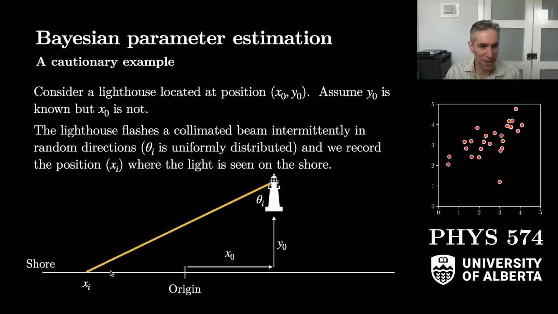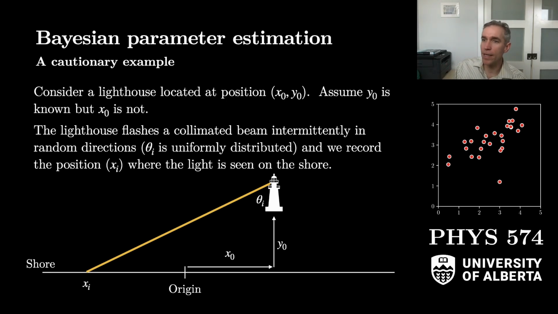The lighthouse, we consider a lighthouse over here. We're going to assume that it is out on the water above a shore, and it is located at a position x naught and y naught, down the shore from the origin and then out to sea some distance y naught. Just to make the math a little easier, we'll assume that y naught is known, and we're trying to figure out where the lighthouse is located off the shore.